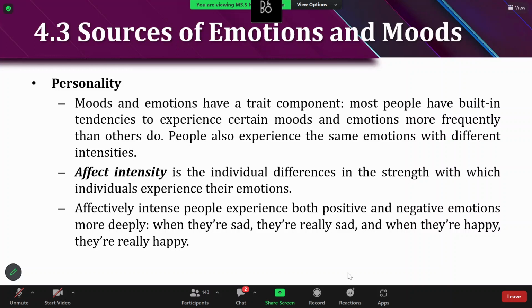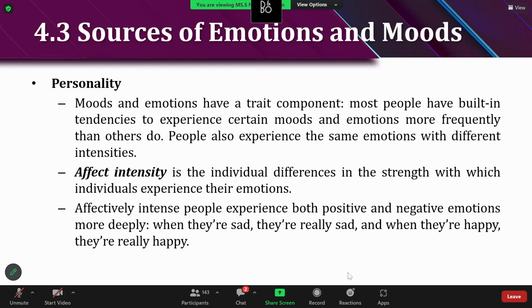Okay, so if people are really affectively intense, whatever emotion they feel, they will experience it with intensity. If they are feeling sad, they will be really sad, and they will be crying all the time. And if you see their faces, that sadness is really visible and explicit.